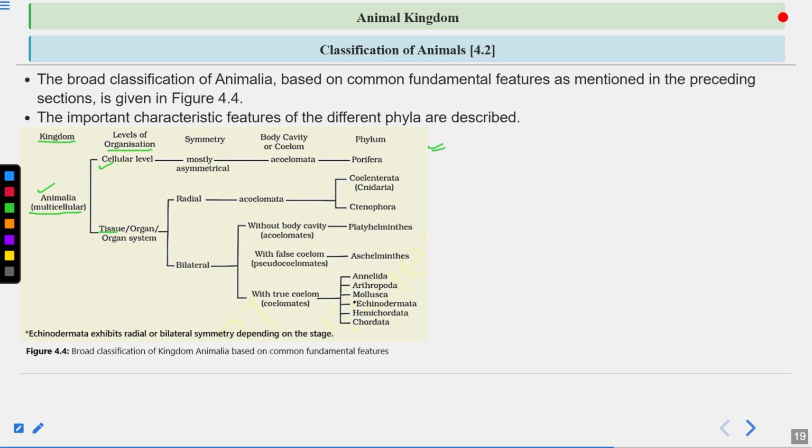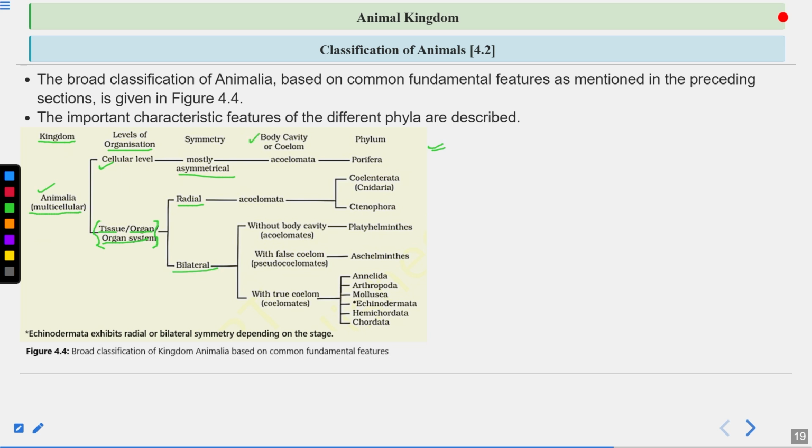And we are having tissue level of organization, organ level, and organ system level of organization. All these advanced levels we are keeping together, but the cellular level we are keeping aside. Coming to the symmetry, mostly it is asymmetrical, and we see three different types of symmetry: asymmetrical, radial symmetrical, and bilateral symmetrical, right?